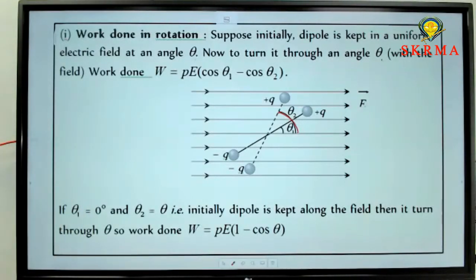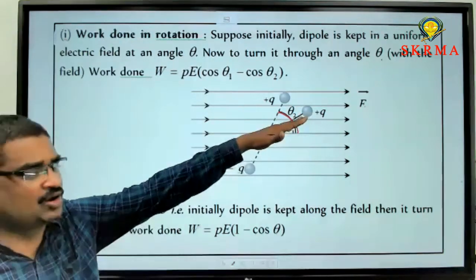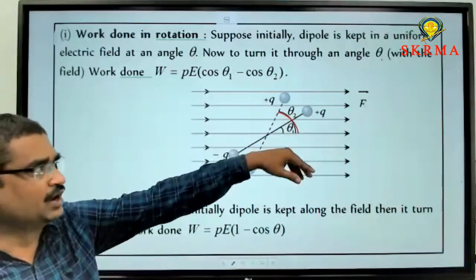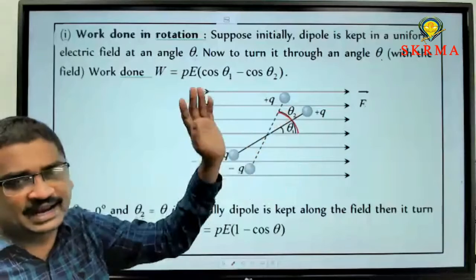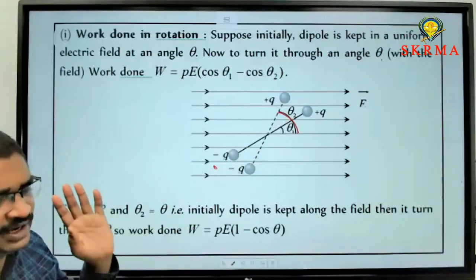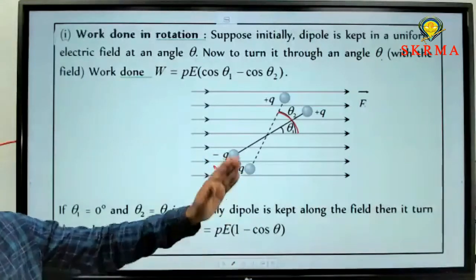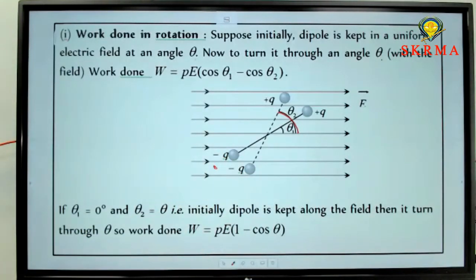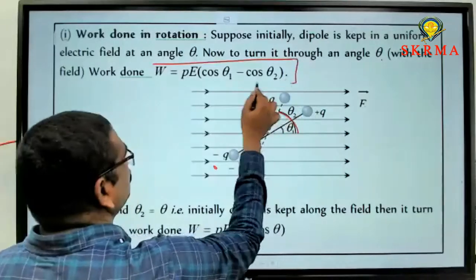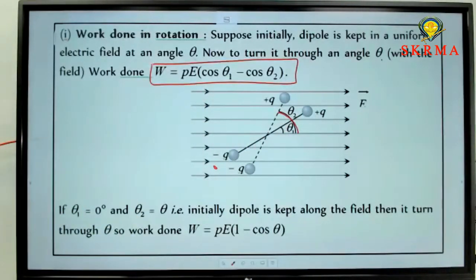So at any place that will make an angle like that only. Initially dipole is like this. Now I am rotating the dipole like this. Initial angle is theta 1 and final angle is theta 2. So what I did there? I rotated this dipole from an angle theta 1 to theta 2. Now what is the work done? If you rotate a dipole from angle theta 1 to theta 2, then work done is W equal to PE into cos theta 1 minus cos theta 2.